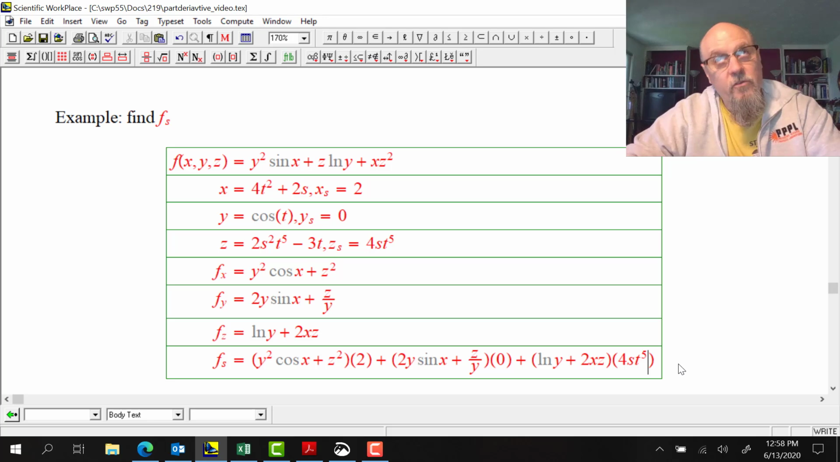Done. So I think the tree diagram in this multivariable chain rule is a lot easier than the way that I first started doing it when I was a student. This is a better idea, and it's a more versatile idea. Anyway, now it's just practice.